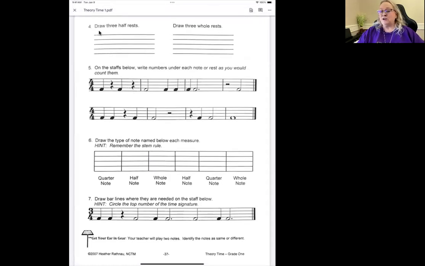Question number 4, you're going to be drawing half rests. Be careful. Draw them very specific. Music notation needs to be exact. Then you're going to draw some whole rests.